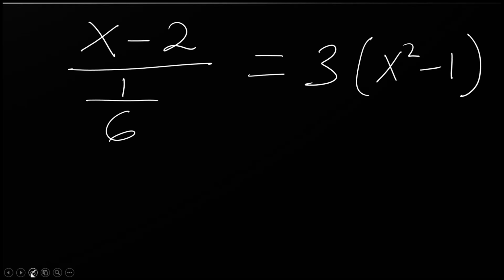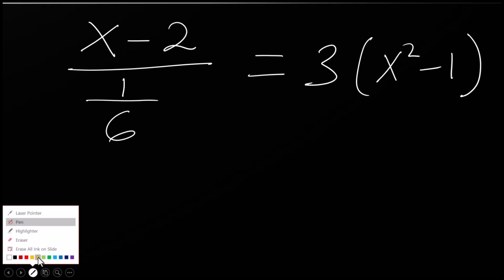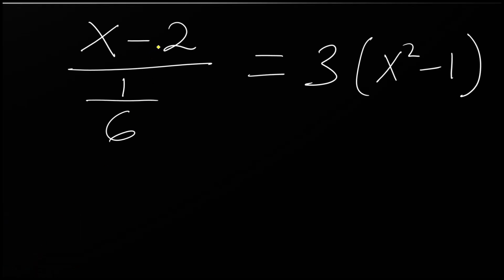Now let's solve for x from here. So we have the left hand side as x minus 2 over a fraction with numerator 1 and denominator 6. This one is a fraction, and this over that is also a fraction, equals 3 parenthesis x squared minus 1. Okay, now let's dissolve this.